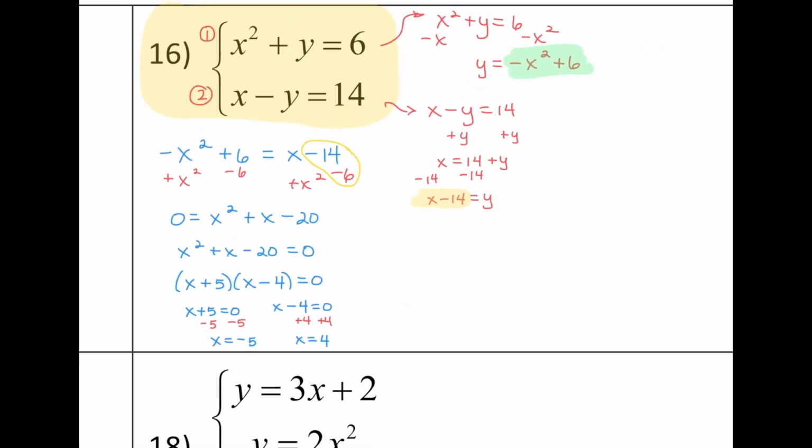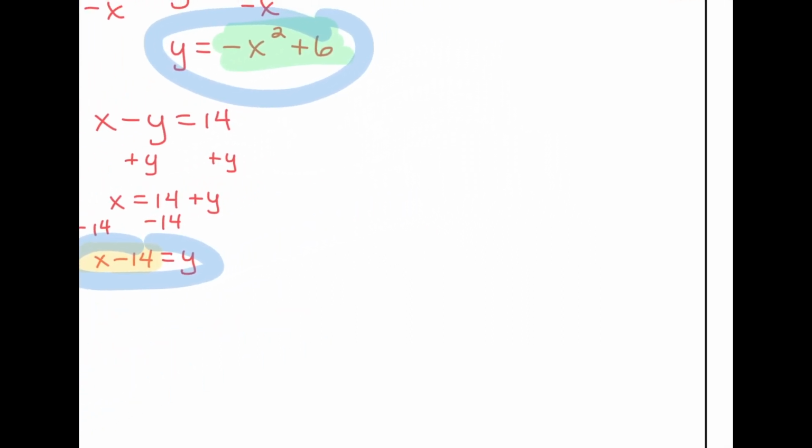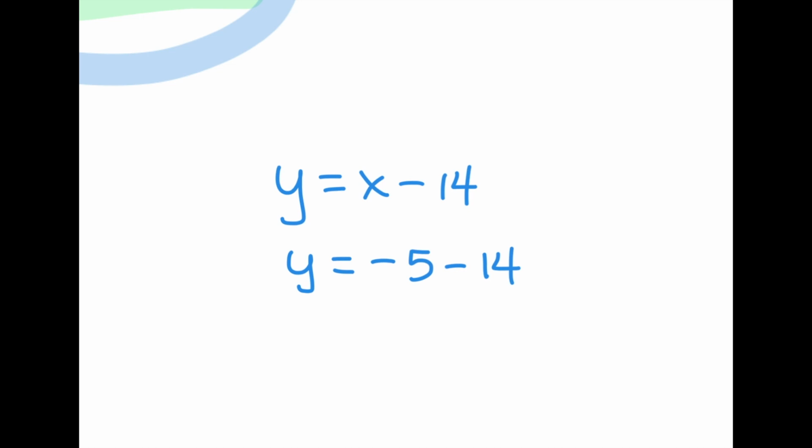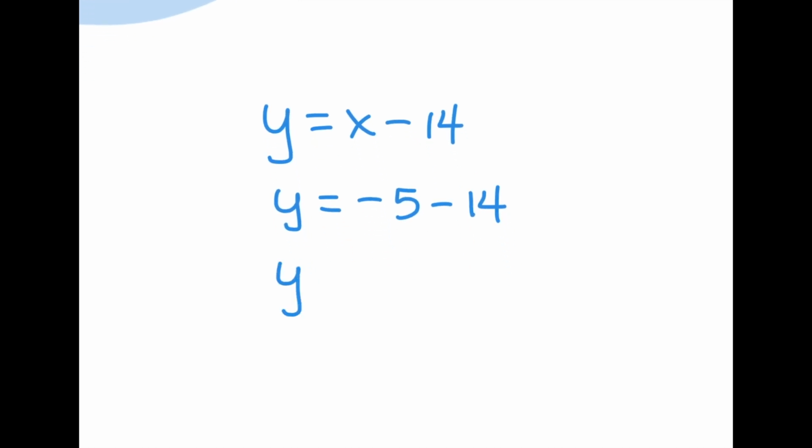Pick one of your two equations, and you want to choose an equation that's in y equals form. And I'm going to choose that second one. To me, that makes the most sense, y equals x minus 14. And I'll substitute my two x values in. So y equals x minus 14, and I'll start by substituting the negative 5 minus 14 and put that into Desmos, and you should get y equals negative 19.